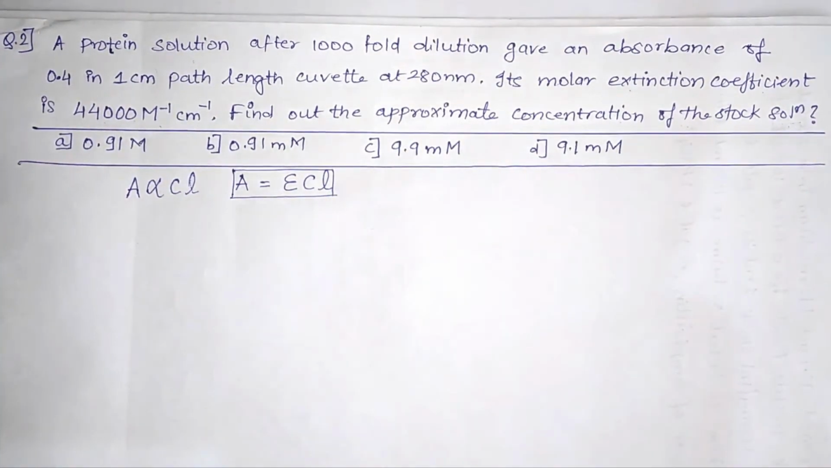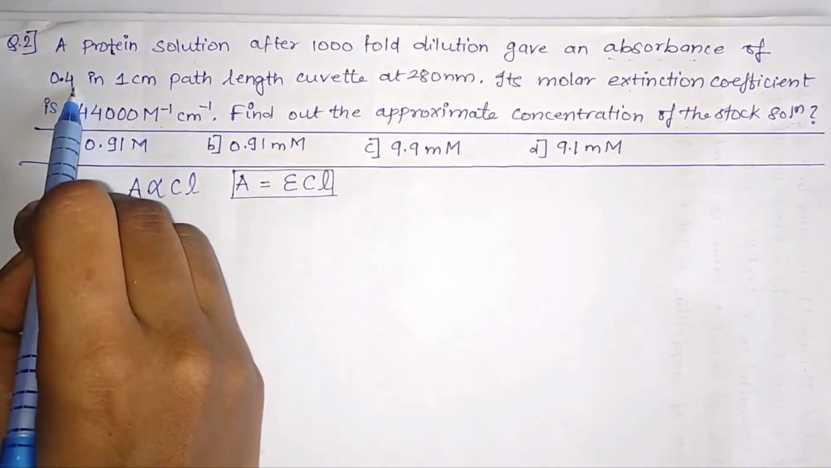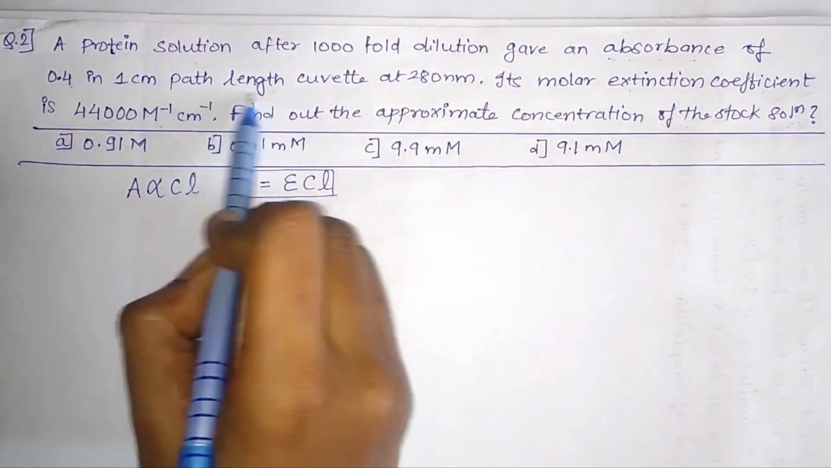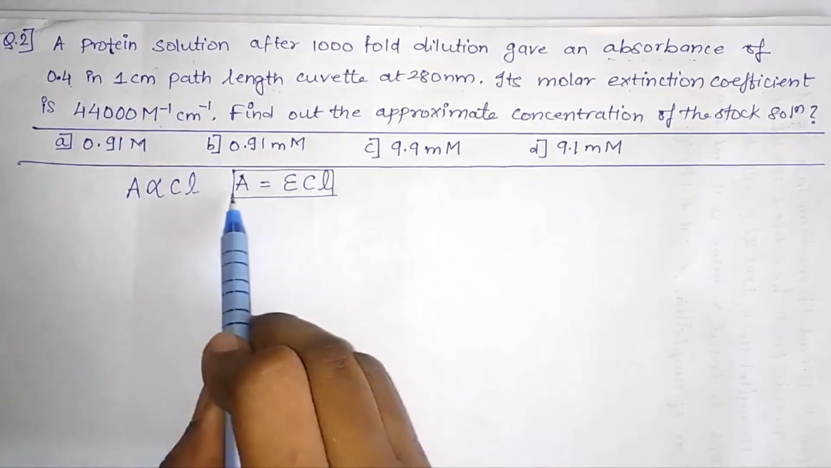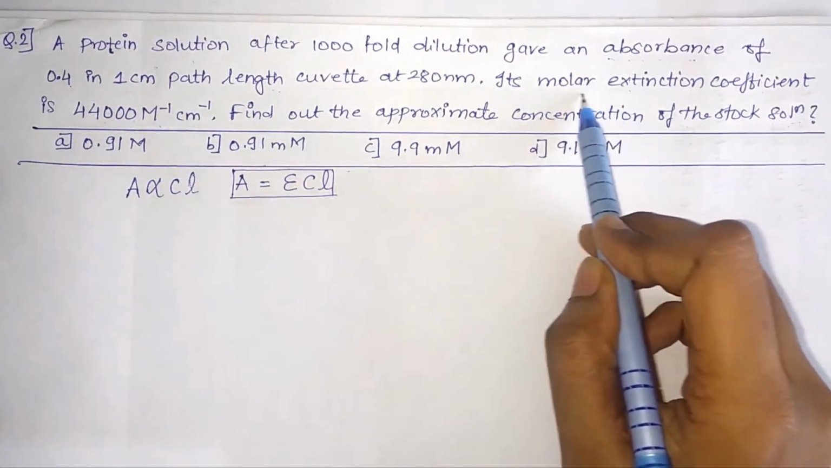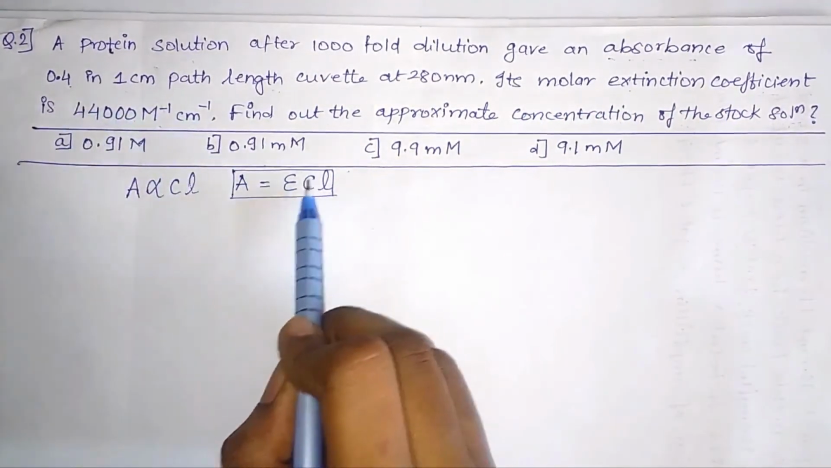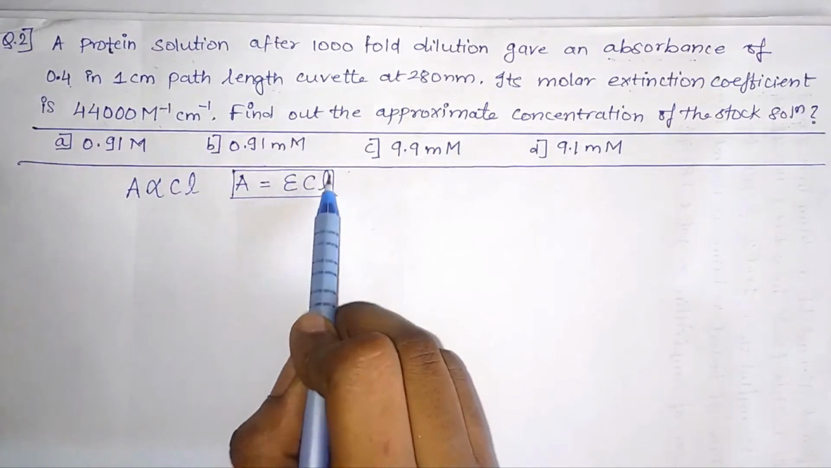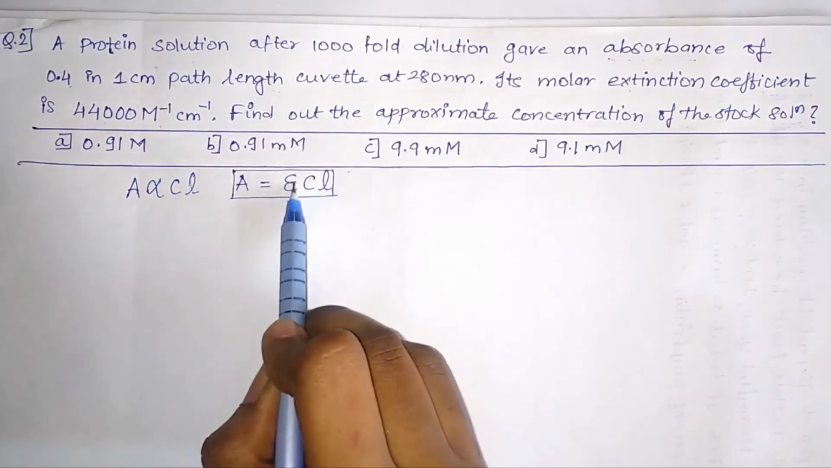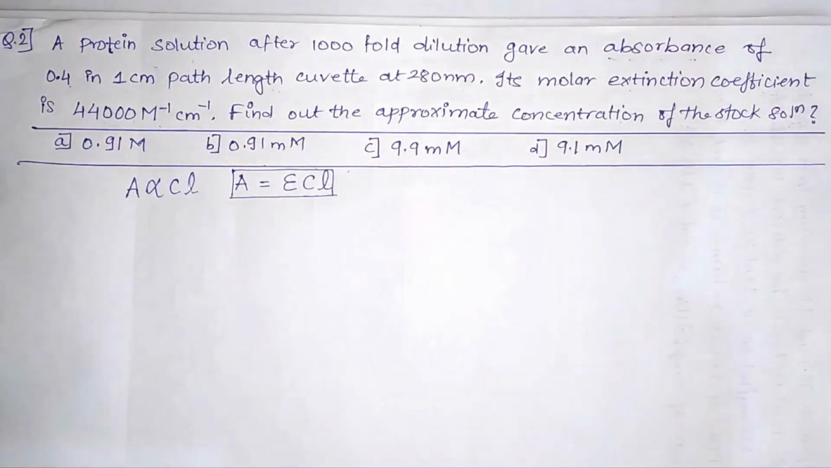Now let us find out what details are given in the question. We have been provided with the absorbance, that is 0.4. We have also been given the path length, that is 1 centimeter. And we have also been provided with the molar extinction coefficient. So we have all these three values, and we can easily find the concentration of the stock solution by just substituting them. So let's start solving.